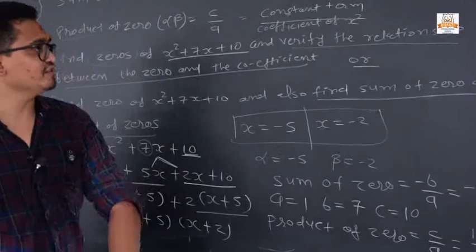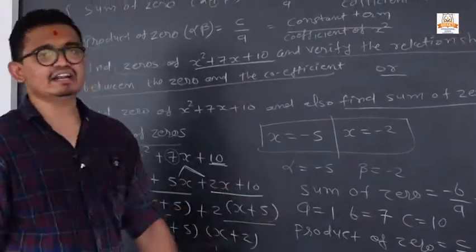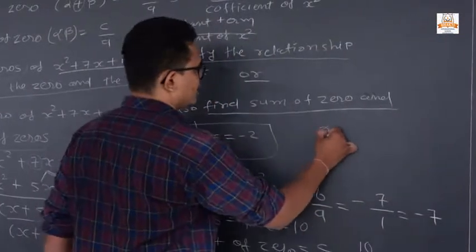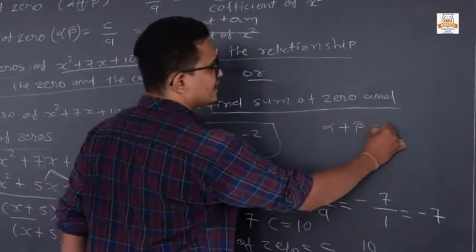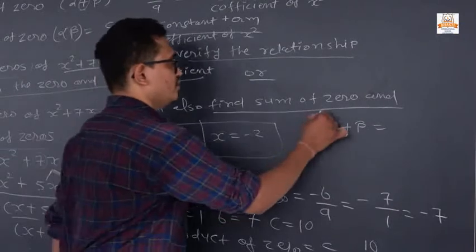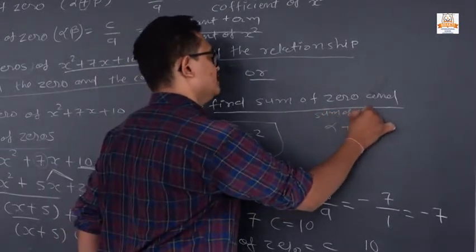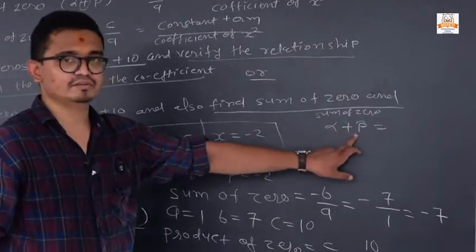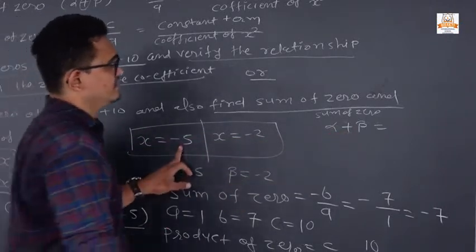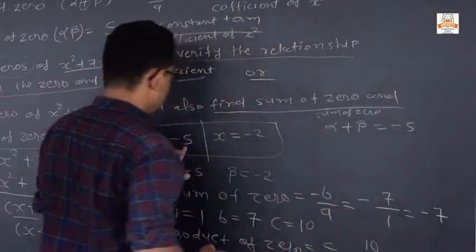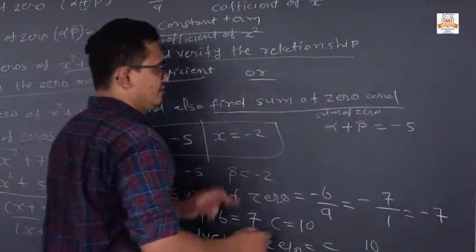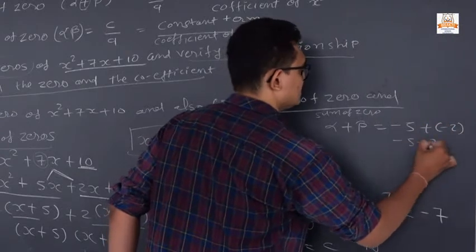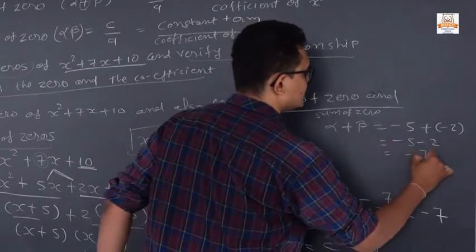And if you are not using the formula, we can find it directly. Like here, suppose the sum of zeros will be alpha plus beta, because sum means we can add both. What is the value of alpha? Minus 5. What is the value of beta? It will be minus 2. So minus and minus, minus minus plus, so the answer is minus 7.